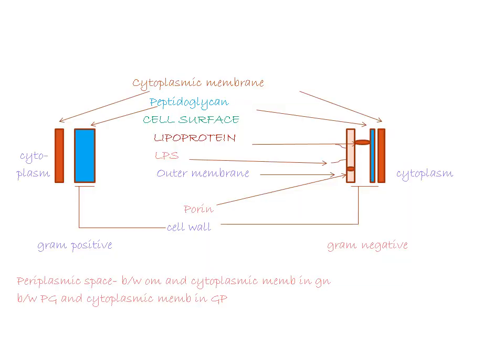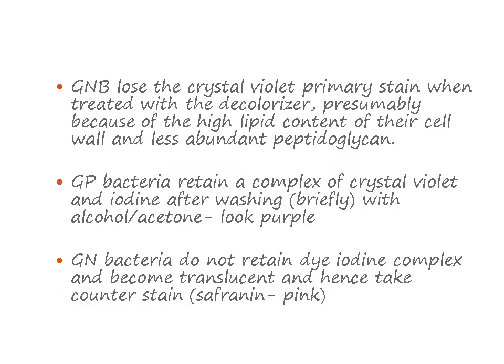So this is again a picture of the two types of cell wall. On the left side there is gram positive, the blue colored part is peptidoglycan, which is very thick in gram positive. On the right side you see the peptidoglycan layer, that is blue colored, is thinner as compared to gram positive. So this we have already seen, that gram negative bacilli will lose crystal violet, the primary stain, because of the decolorizer, and that's why they will ultimately take up the secondary stain, that is the safranin, and will appear pink.